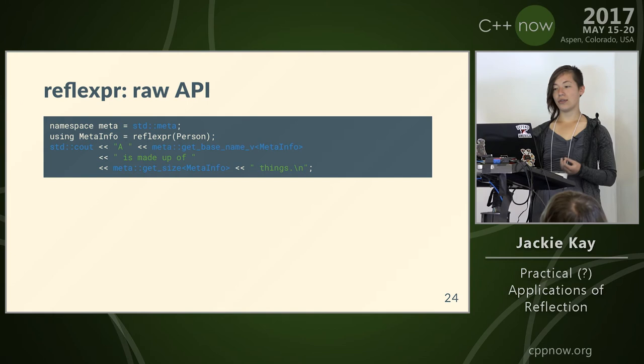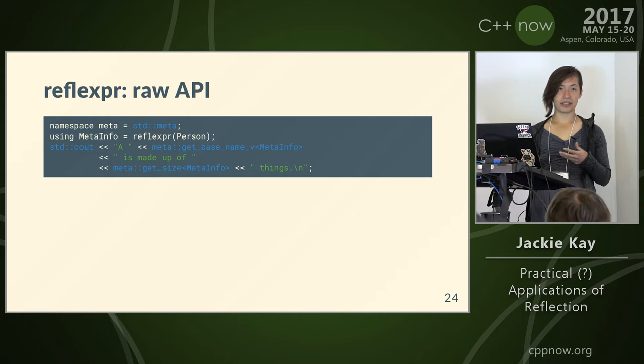And then you use a series of meta functions, such as getBaseName, which gets the name of the struct as a const char array. GetSize returns the number of members. And I'll introduce more as we see them in code examples.